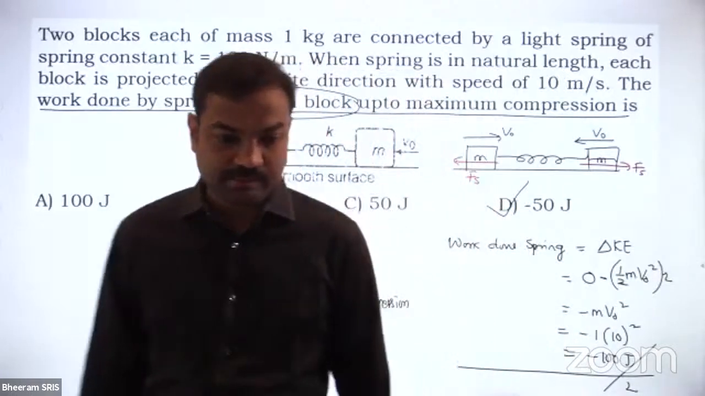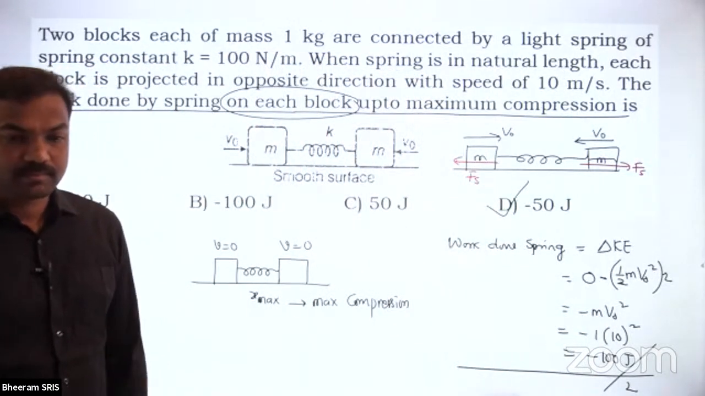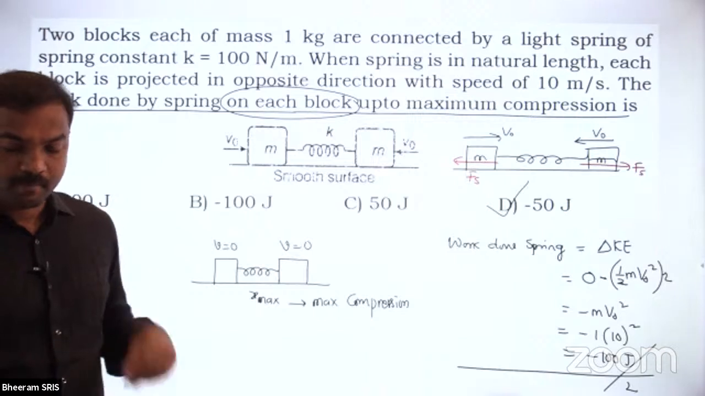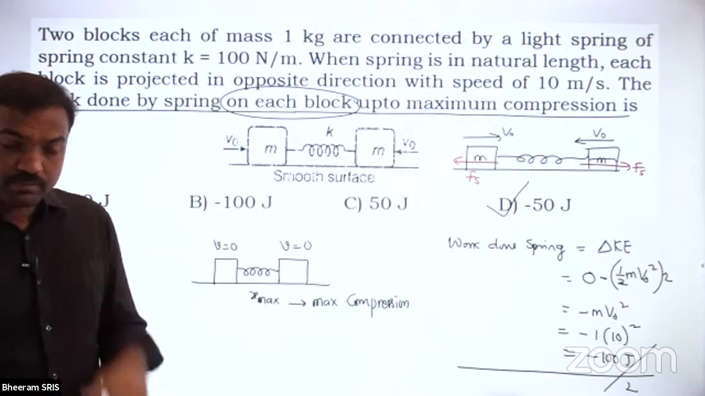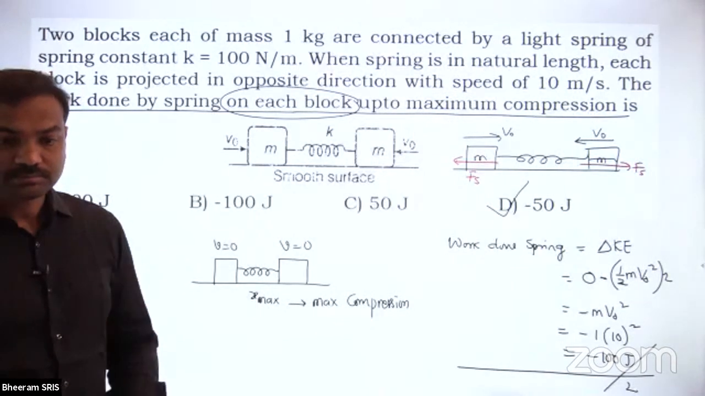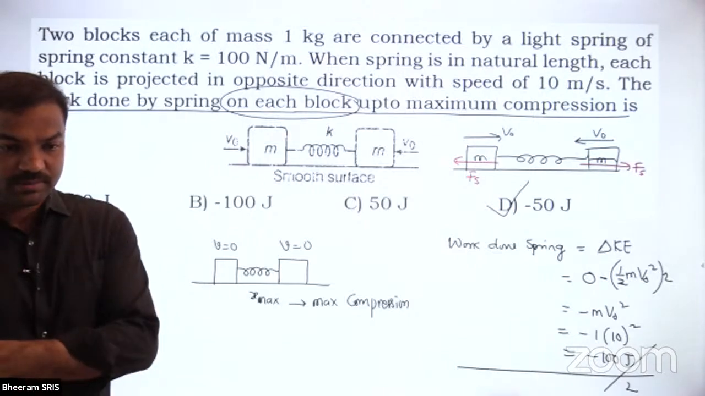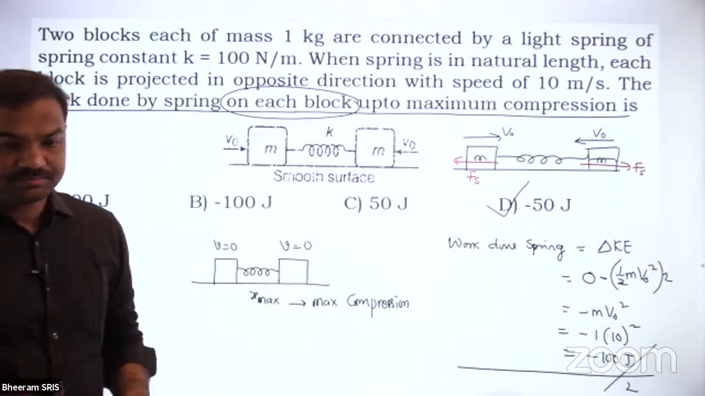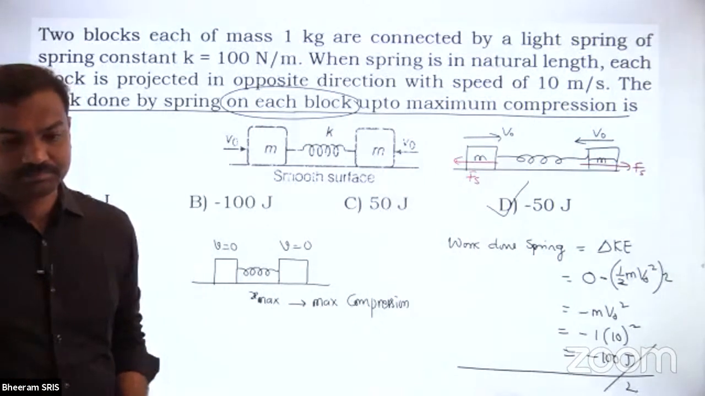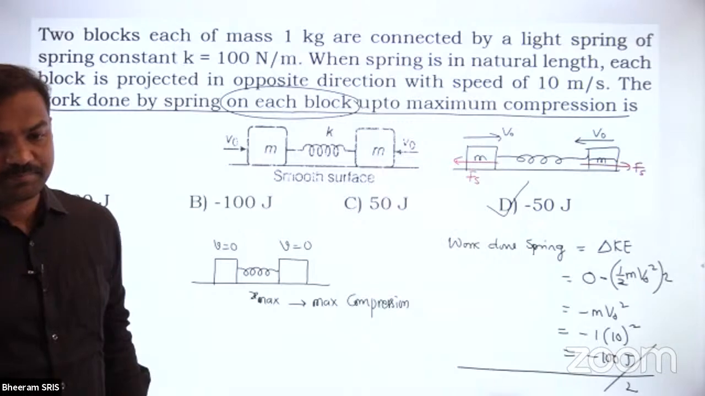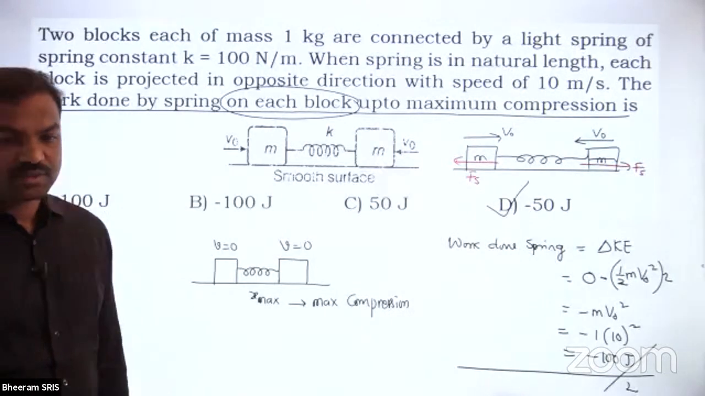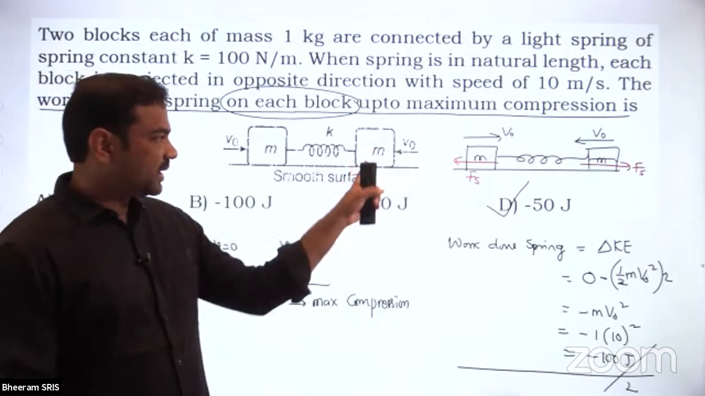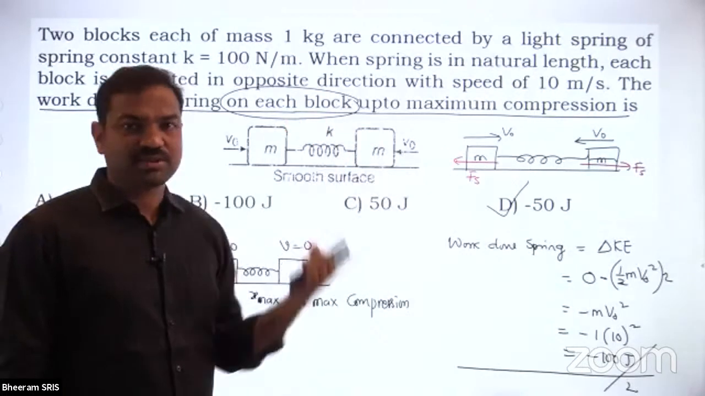Anyone got the same answer? Shaiteja got it, very good. How many of you kept minus 100 joules? Anyone? Work done by spring force is equal to the change in kinetic energy, because work done by gravity mg is 0, and work done by normal reaction is also 0.